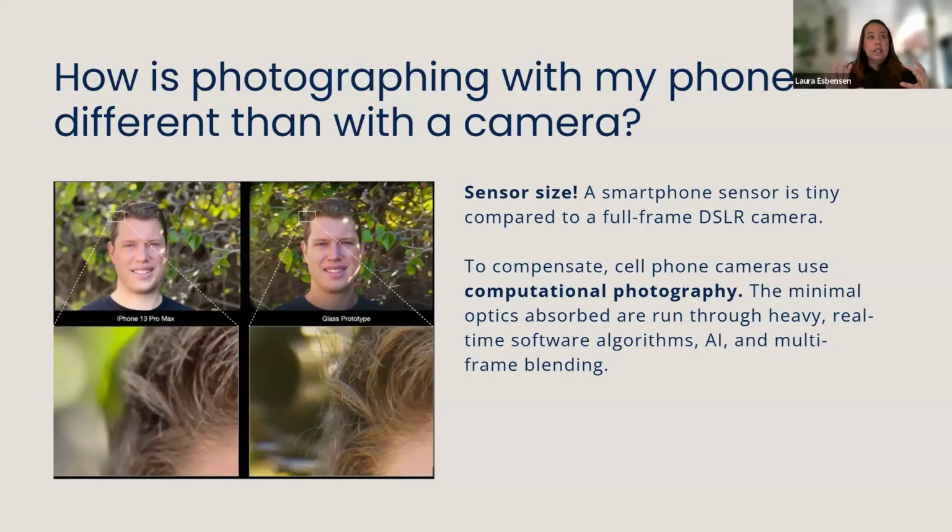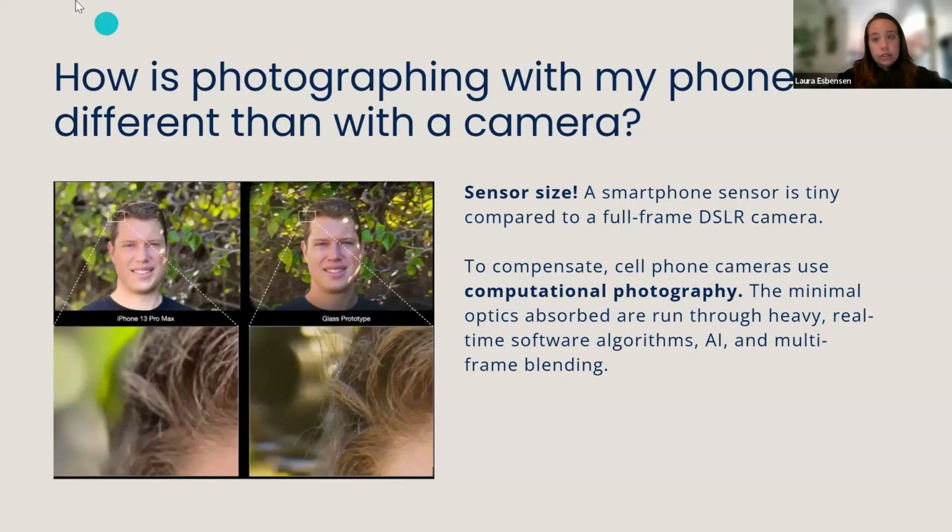So basically, in real time, it runs whatever data it does collect from the tiny sensor through software, AI, multi-frame blending, and creates an image. So, when we talk about generative AI, which is what we're all using now, that's only the newest flavor of AI. AI has been present in our lives and in our phones way before that in situations like this.